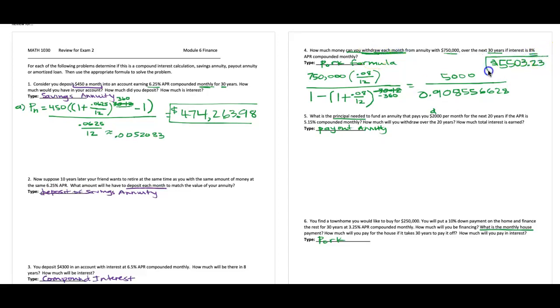All right, so like on retirement, you can take that much out per month if you started with $750,000 in your retirement account. Is that what you guys came up with? Something close like that? Okay. Yeah.